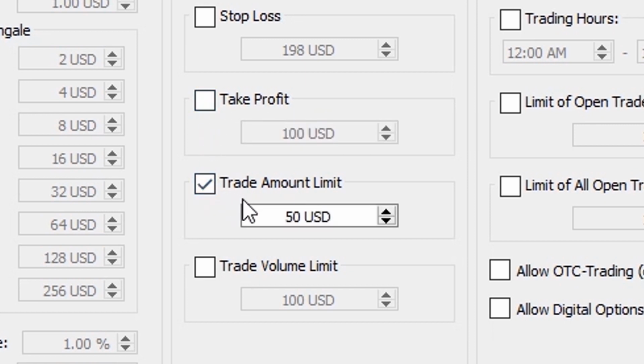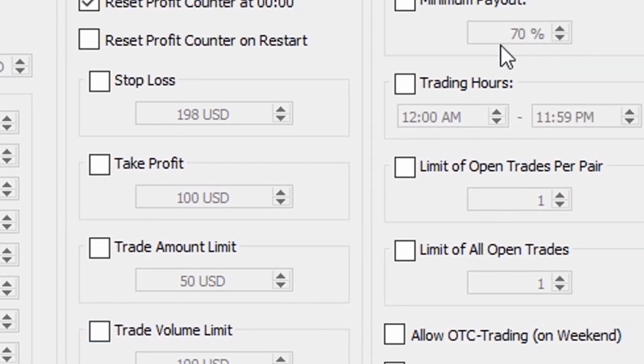Trade amount limit. With this option, you can set a maximum amount per trade. Volume limit. You can also delimit a trade volume limit if you have several trades running at a certain time. You can set a maximum limit for the total invested on all open trades.